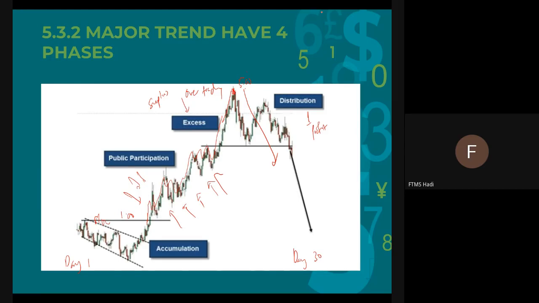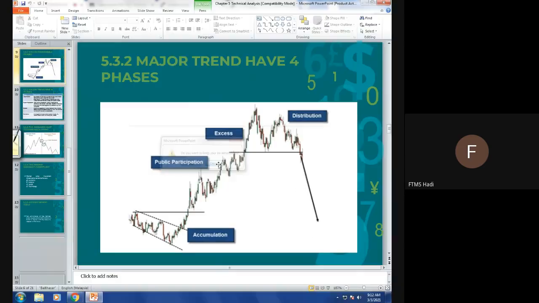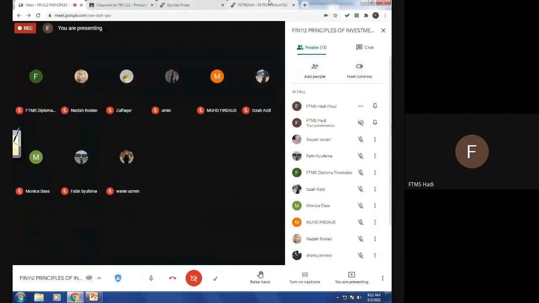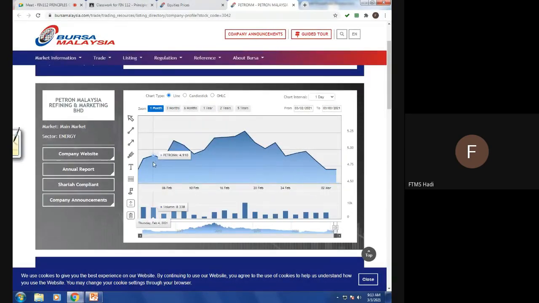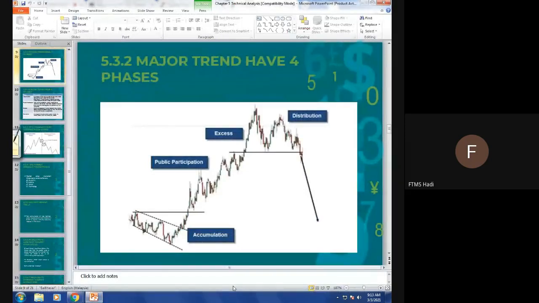Okay, going back to the illustration, the pattern just now. Let's just assume that Petron set up a new company. This is more on the accumulation, and then participation, excess, and then going down will be distribution. So that is based on the timing.